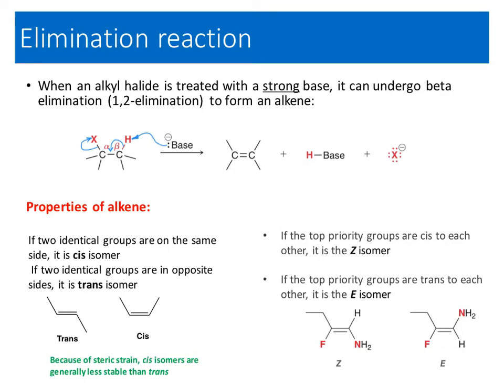Also, we can name the alkenes based on Z and E if we have 4 different groups attached to the alkene. So we need to choose the top priority first. If the top priorities are on the same side, we have Z isomer, and if the top priorities are on the opposite side, we have E isomer.